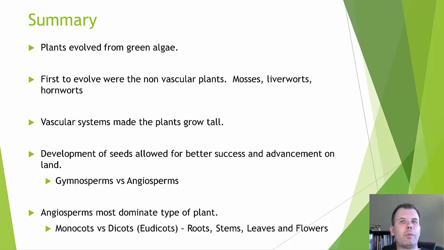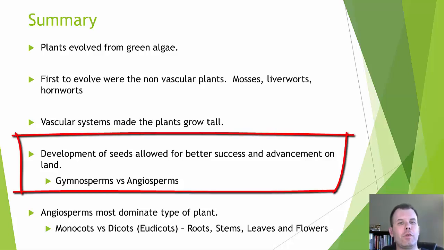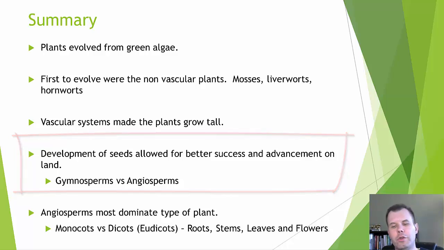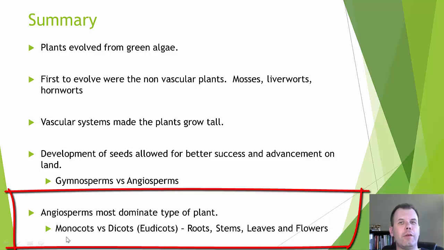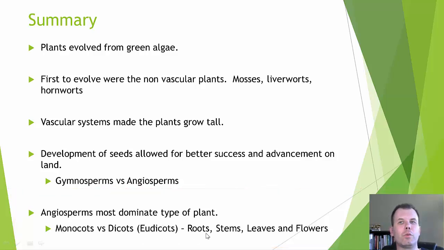Again, the next step was the development of seeds. So we moved from the ferns, which are making spores, to the seeded plants, which are the gymnosperms and the angiosperms. Gymnosperms use cones, angiosperms use flowers. And then finally, looking at the difference between the angiosperms, you have the monocots and dicots. Again, angiosperms the most dominant plant type. Monocots, again, the roots, stem, and leaves and flowers. You can determine between a monocot and dicot by looking at those things.